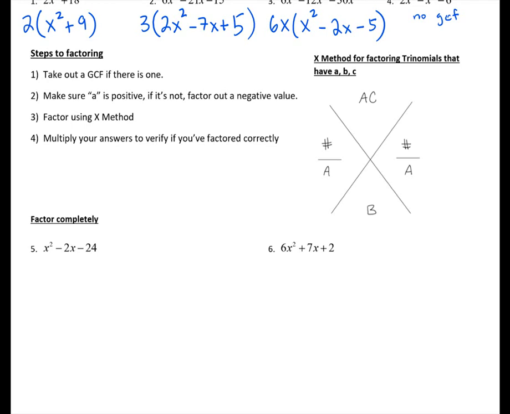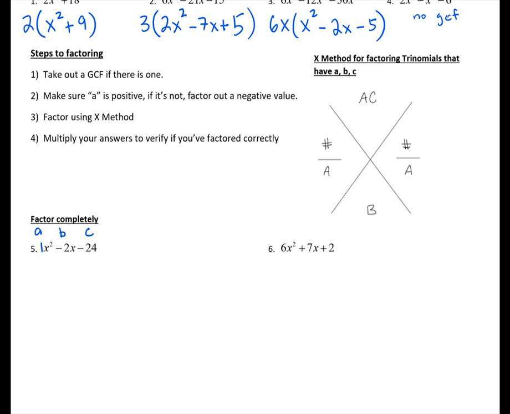So first of all, we're going to identify the A, B, and C values. So remember, A is the number in front of x squared. B is the number in front of the x. And C, right, is the very last term. Usually it doesn't have an x.